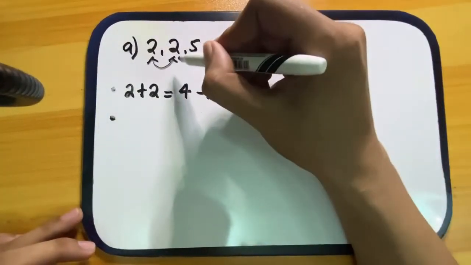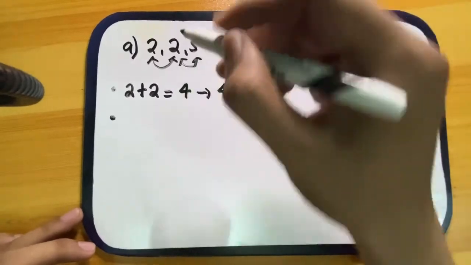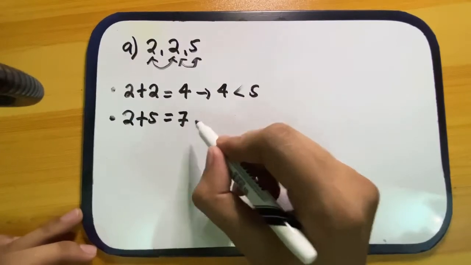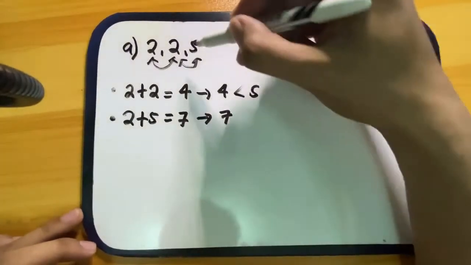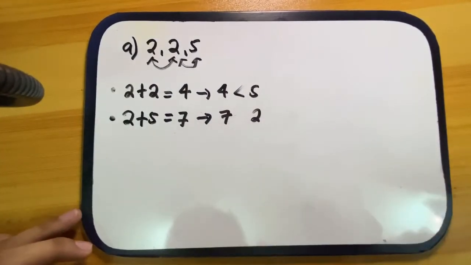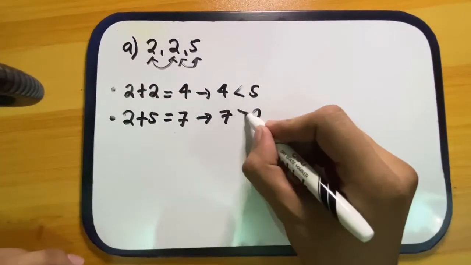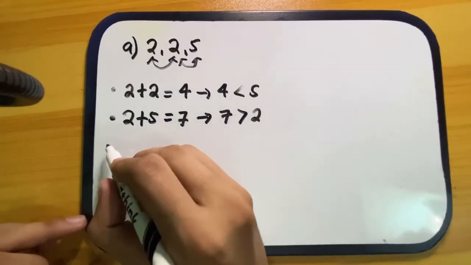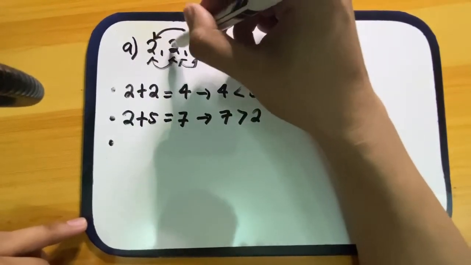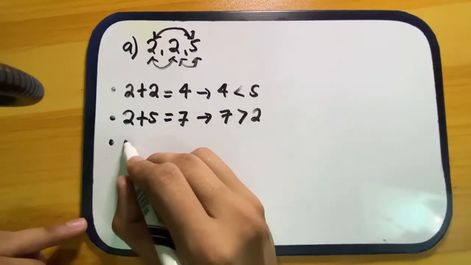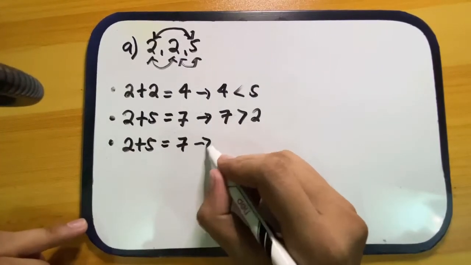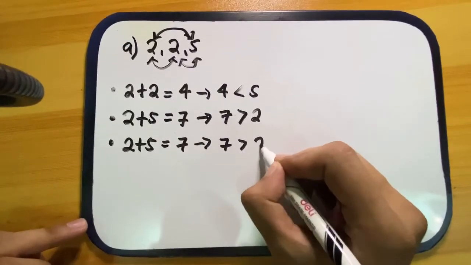Next, get another pair. This one, 2 and 5. 2 plus 5 is 7. Here 2 becomes our third side. Is 7 greater than 2 or lesser than 2? So 7 is greater than 2. Then the last pair is 2 and 5. Here 2 is the third side, okay? So 2 plus 5 again is equal to 7. 7 again is greater than 2.